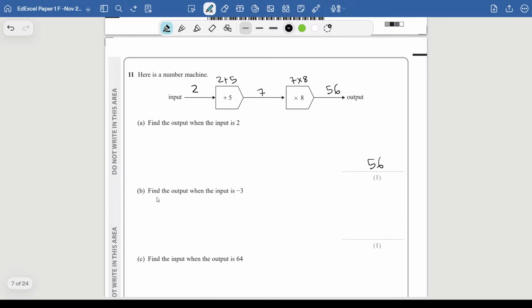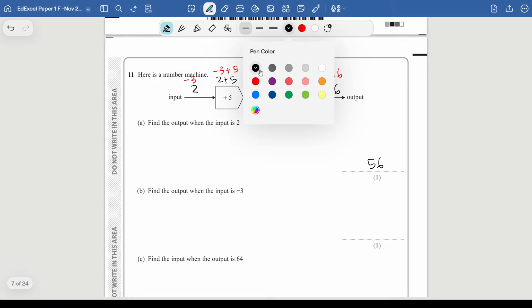There is another question, similar thing here. Find the output when the input is -3. So if you plug in -3, let me use another color here. So if you plug in -3 here, what's the output you get? So again, we do the same operations as we are going in the same direction. So -3 is added to 5 to have 2. And then 2 times 8 gives you 16. So the answer or the output here is 16.